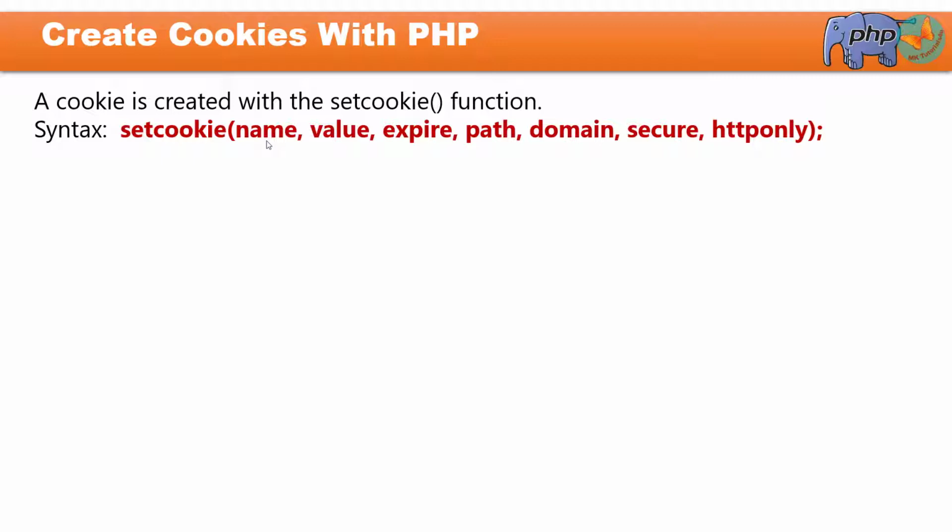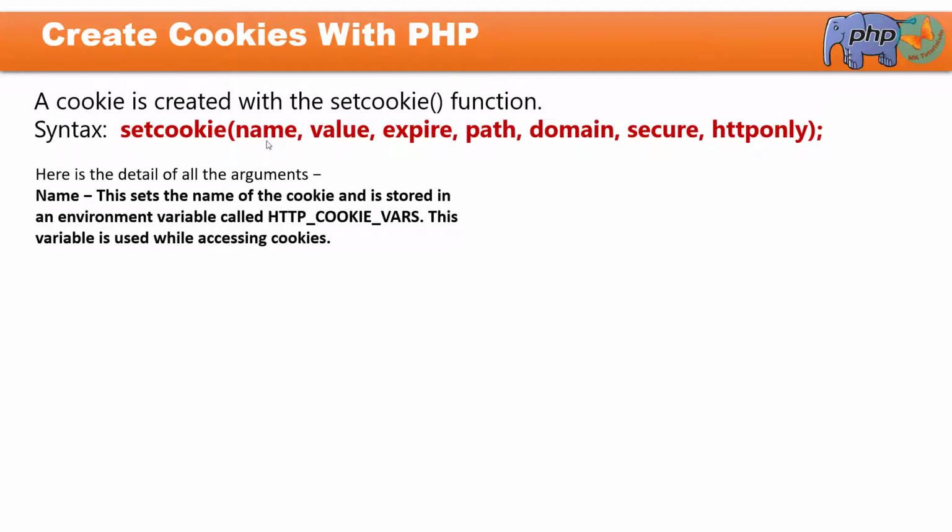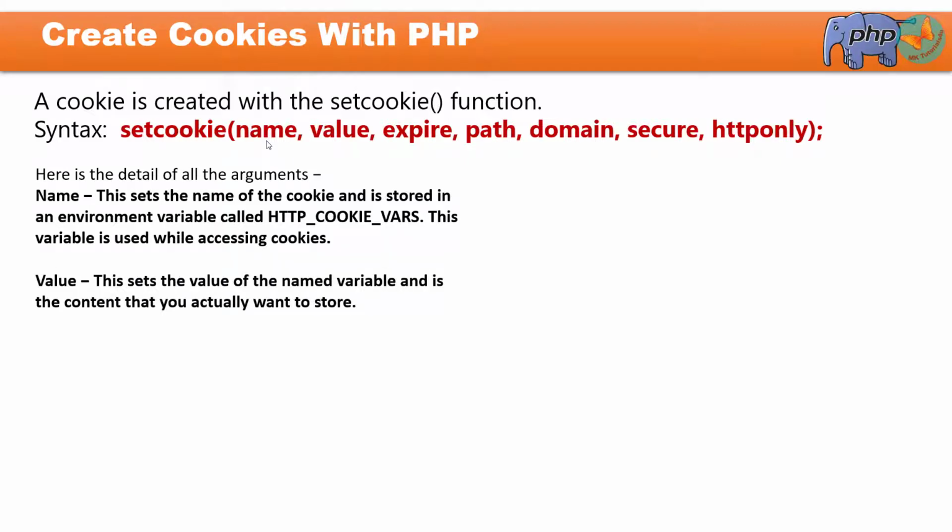Obviously, for your cookie, there will be some name and its associated value. The name argument helps us to identify the cookie, and whenever this cookie is set, we use this name parameter to give it some identification. The second parameter is value. Whatever name we have given to our cookie, associated with that name there will be some value that we actually want to store, so we have to write it here.